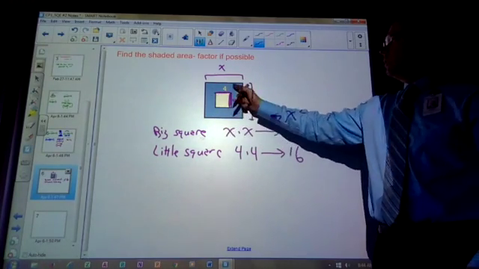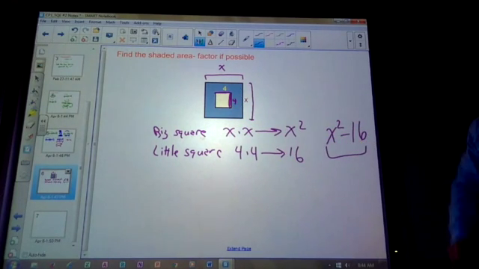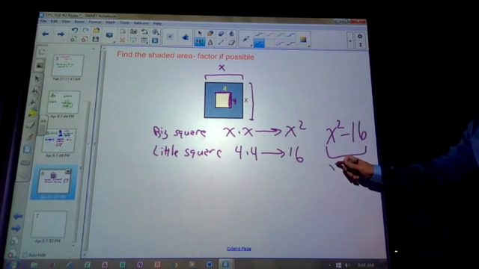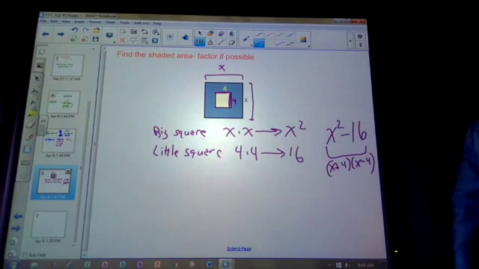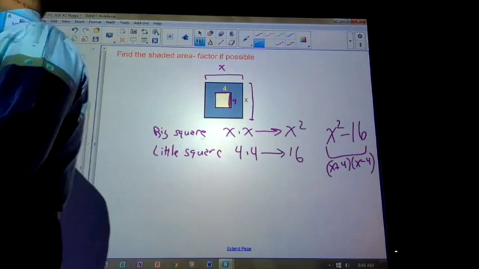Hey, what do you know about that? They can factor: x plus 4, x minus 4. So you can leave it either way. So, what do you think?